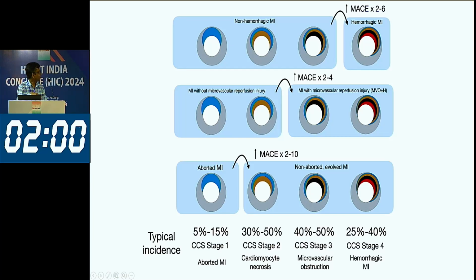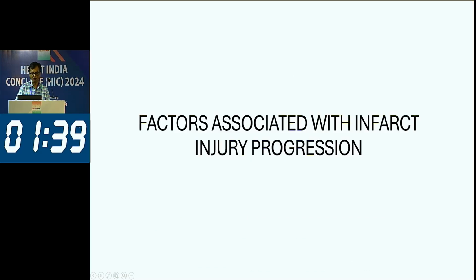If you look at the incidence, even in developed countries, the incidence of this type 1 is around 5 to 15%, and 25 to 40% actually have this kind of hemorrhagic infarct. No biochemical, echo or angio-based method is able to detect hemorrhage, only CMR can detect it, and the incidence is around 30 to 40%. What are the factors associated with infarct or injury progression?